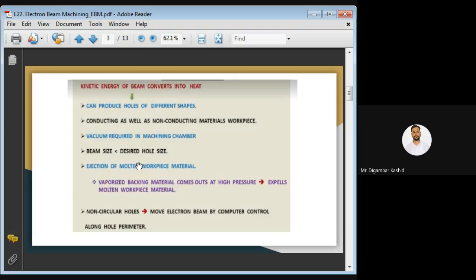If you want to go for a non-circular hole, then you can move the electron beam by computer control along your hole diameter. If you want to keep the electron beam set, you can move your workpiece table, the CNC table. Otherwise you can keep your work table fixed and move your electron beam, no problem. In both ways it is possible.